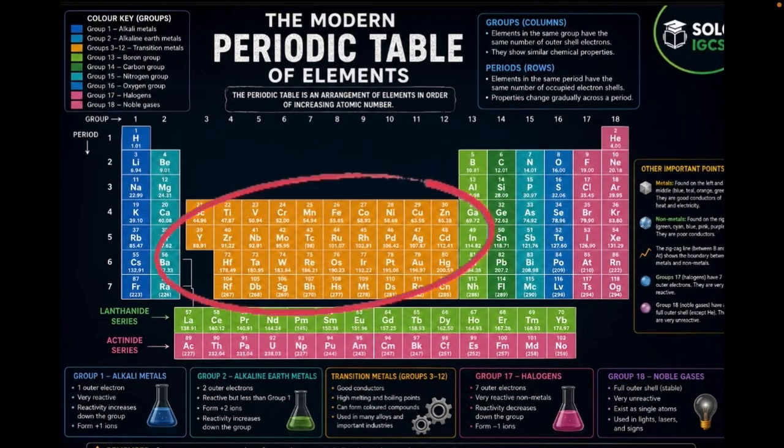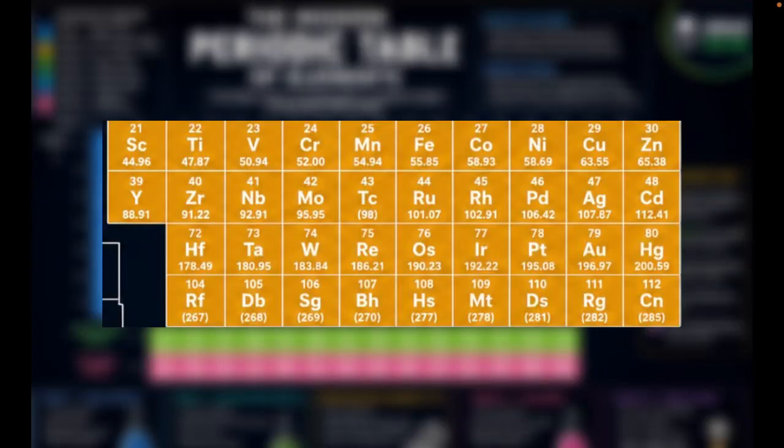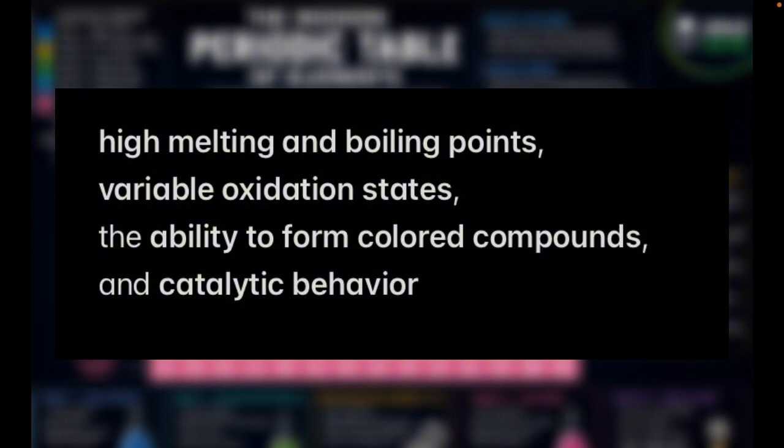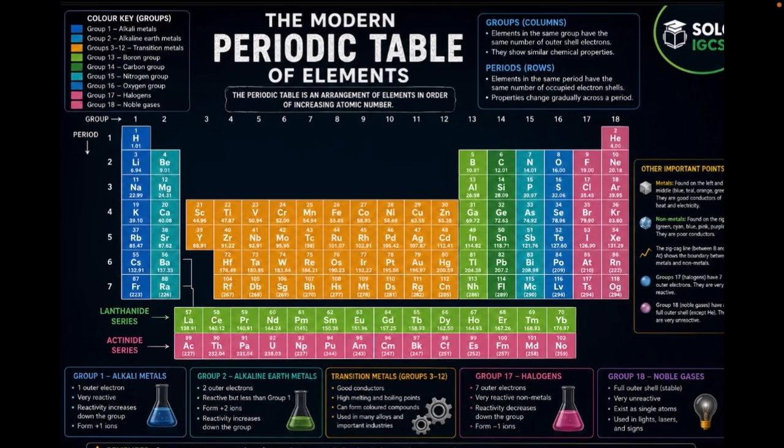Now look at the large orange section in the center. These are transition elements or transition metals. They are metals with useful properties such as good electrical conductivity and high melting points, and many form colored compounds.